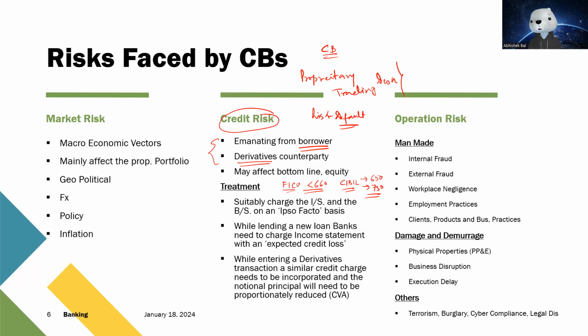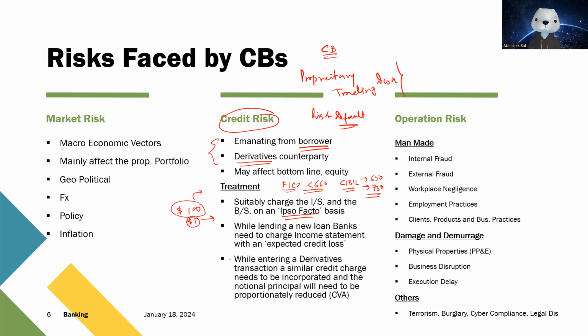So in order to mitigate those risks, banks are encouraged, or technically speaking, they are required by the regulator, to suitably charge their income statement and balance sheet on an advance basis. That is to say that every time the bank loans out, let's say, $100, it perhaps needs to keep a $1 reserve from its equity capital towards the probability that this $100 that has been loaned out may default.